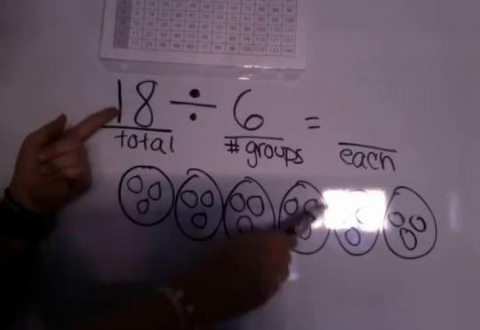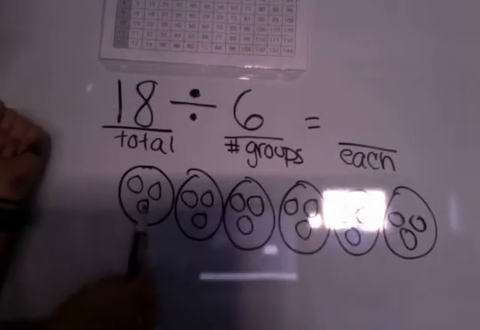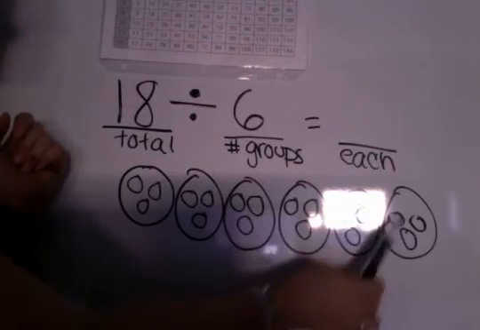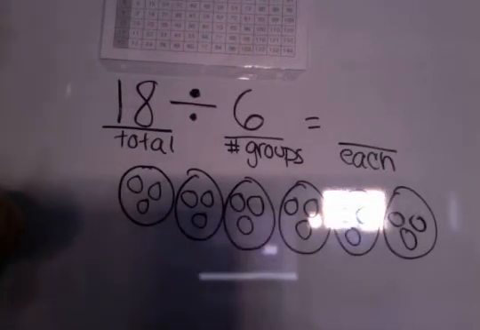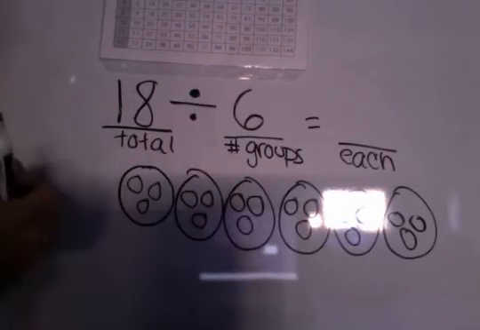If I counted, I would have 18 total. 1, 2, 3, 4, 5, 6, 7, 8, 9, 10, 11, 12, 13, 14, 15, 16, 17, 18. So I've got 18 objects total in my 6 groups.